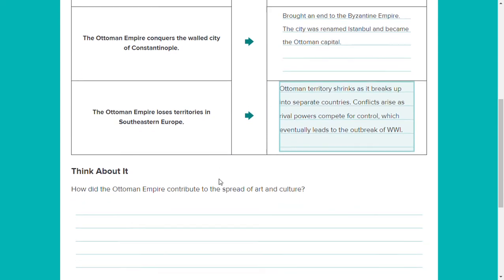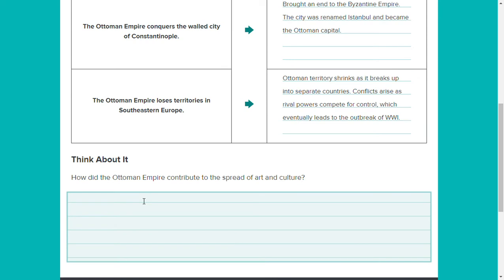Okay, and the last section says, how did the Ottoman Empire contribute to the spread of art and culture? Well, their most famous ruler was that guy Suleiman the Magnificent. And during the time that he was in power, there were many beautiful mosques built, incredible artistic achievements. Even their government documents were beautiful works of art. So we're going to say that, in addition, many of their rulers encouraged trade, which means ideas and art are allowed to be shared and spread beyond the Ottoman controlled territories. So we'll mention Suleiman the Magnificent.